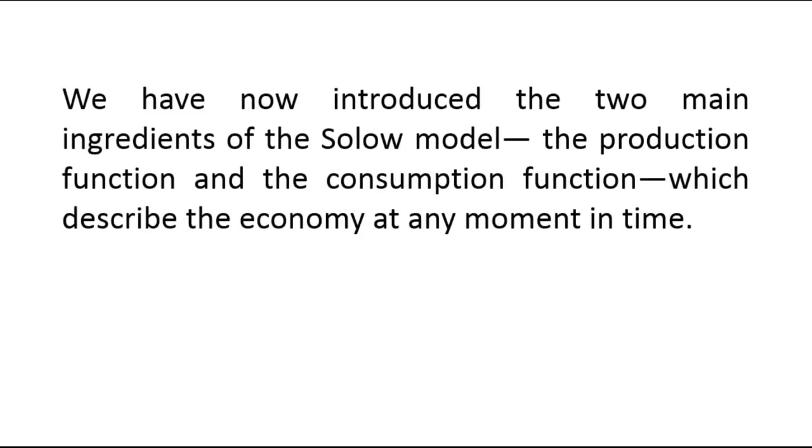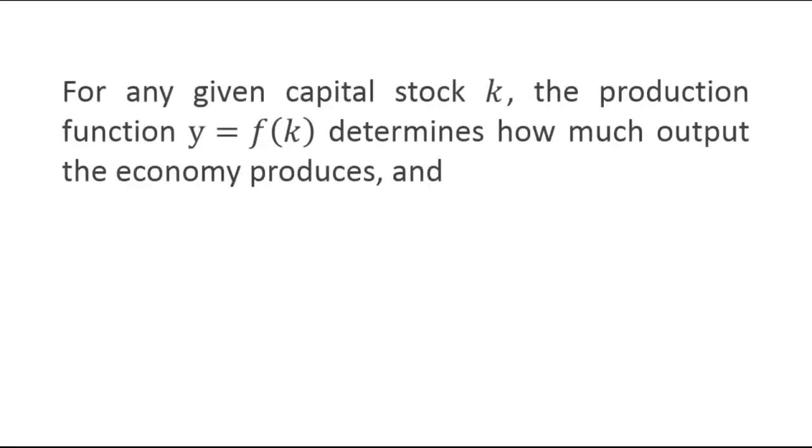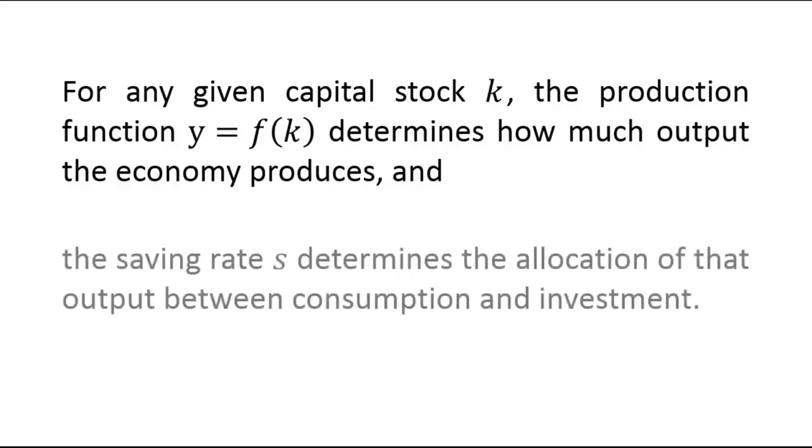We have now introduced the two main ingredients of the Solow model, the production function and the consumption function, which describe the economy at any moment in time. So for any given capital stock k, the production function y equals f of k determines how much output the economy produces, and the saving rate s determines the allocation of that output between consumption and investment.